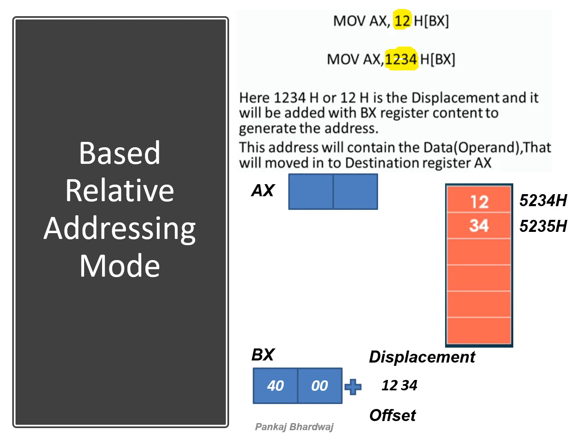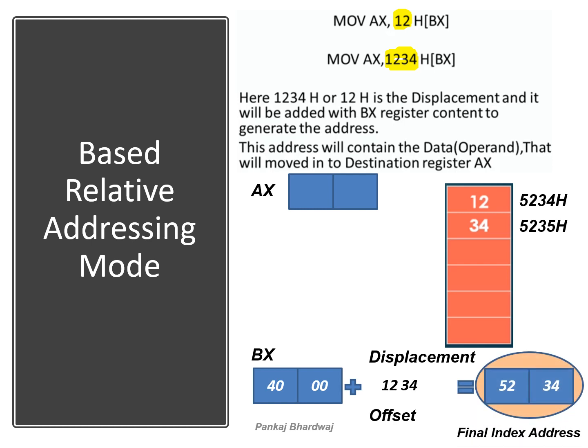Adding these two terms will give us the memory location, that is 5234. This is the final index address where the operand is available. So at this memory location 5234, the data is available, that is 12 will be moved to AL, and this 34, the data at the next memory location, will be moved to AH.